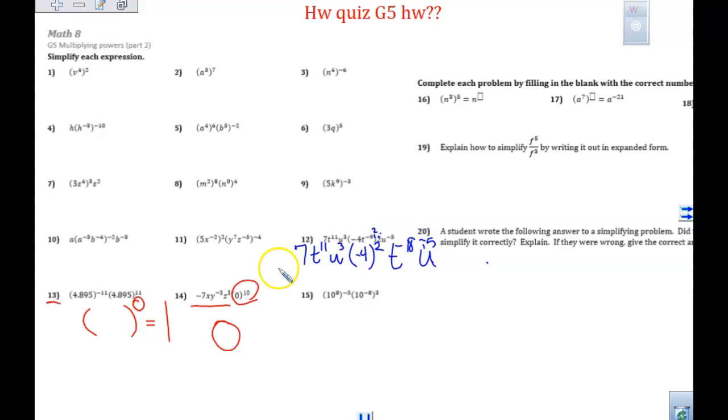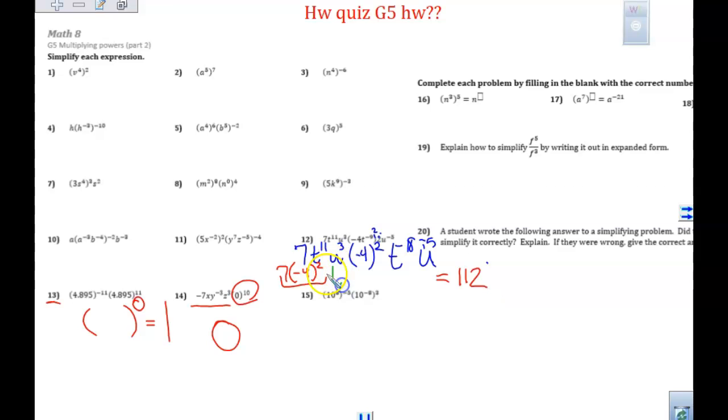If I'm now grouping my numbers, I have 7 times negative 4 squared. I'm going to use my calculator for that, right? So negative 4 times negative 4 is a positive 16. And then I take 16 times 7. So when I get this answer, I'm going to have 112. How did I get that? 7 times 16, okay? Now I'm going to put all my t powers.